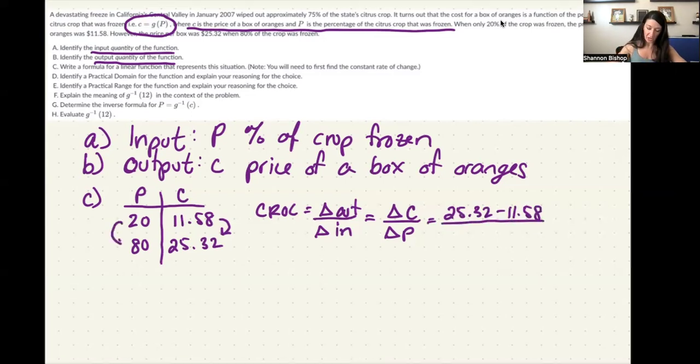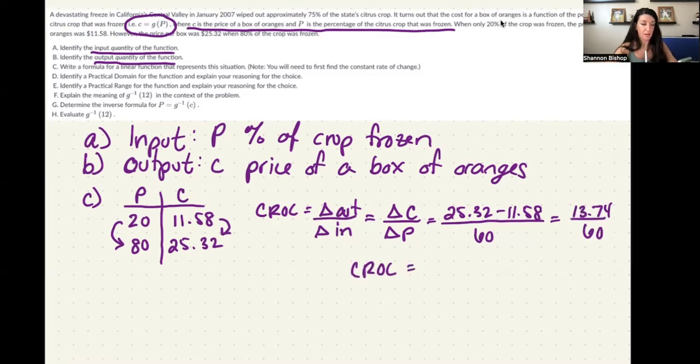Similarly, the change in percentage from 20 to 80, well, that one I can do in my head, it's 60. But certainly I could just do 80 minus 20, and I would get 60. So then I'm just going to grab my Desmos here to do that top numerator for me. So if I take 25.32 minus 11.58, I get 13.74. Again, divided by 60. So my constant rate of change for this context after I divide by 60 is 0.229.